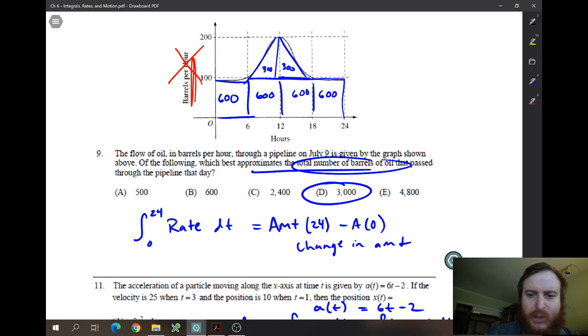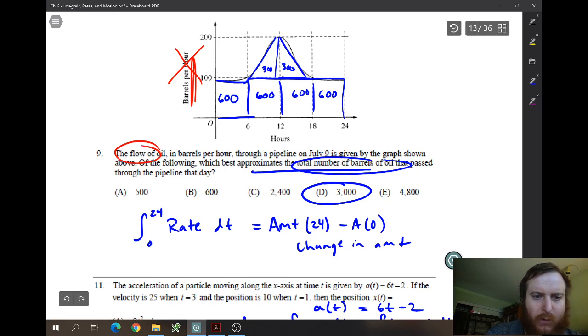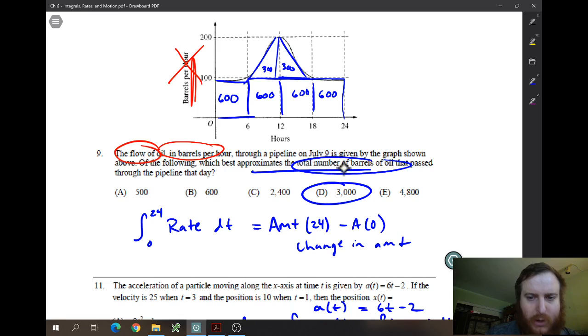Or we could have also seen that we're going from the flow of oil, in barrels per hour, and we want to know the total number of barrels. So we're doing an integral. We want to know the integral from 0 to 24. And they say to approximate it, so that's the area under the curve.